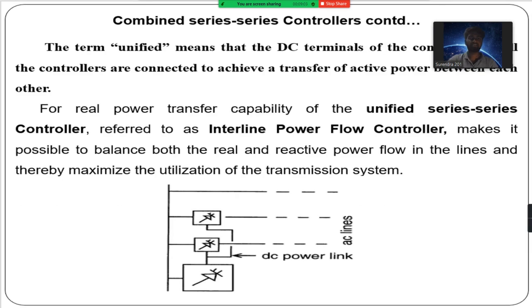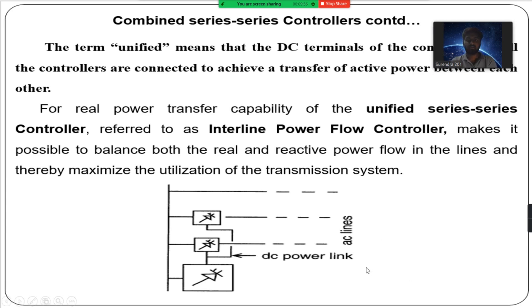And combined series controllers. The term unified means that the DC terminals of the converters in the controllers are connected to achieve a transfer of active power between each other. For the real power transfer capability of the line, a unified series-to-series controller, referred to as the interline power flow controller, makes it possible to balance both the real power and the reactive power flow in the lines and thereby maximize the utilization of the transmission system.